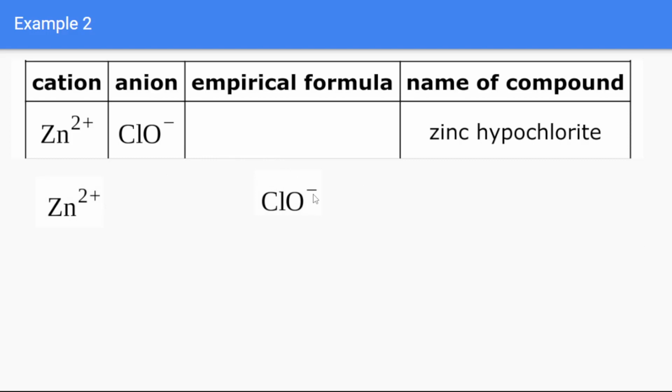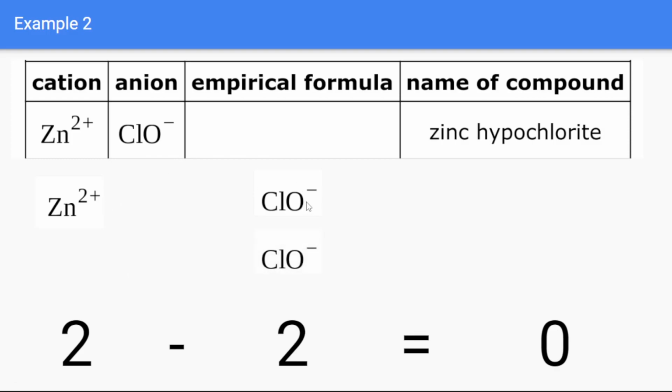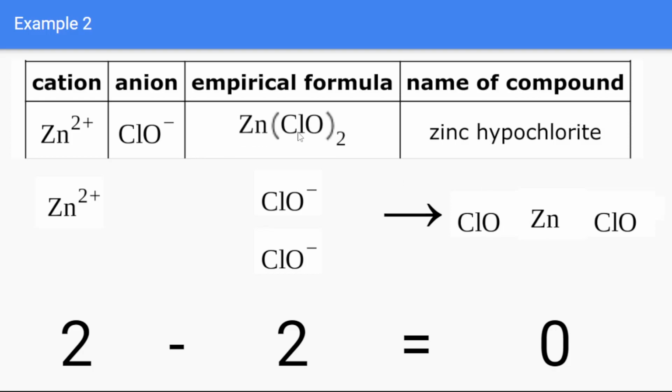Zinc is positive 2, hypochlorite's negative 1. 2 minus 2 is 0, not 2 minus 1. So we need an extra hypochlorite. We have two negatives, that's the same thing as negative 2. 1 zinc for every 2 hypochlorites. But remember, this is a neutral compound, so there's no charge now. They're combined in a compound. So the formula is Zn(ClO)2.